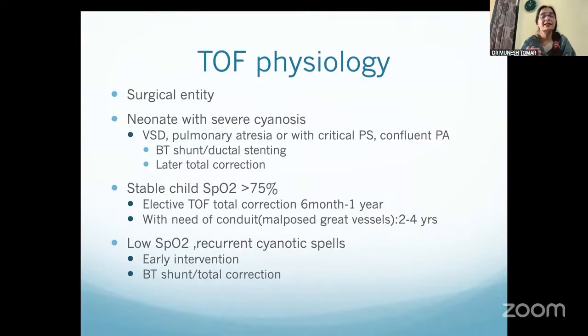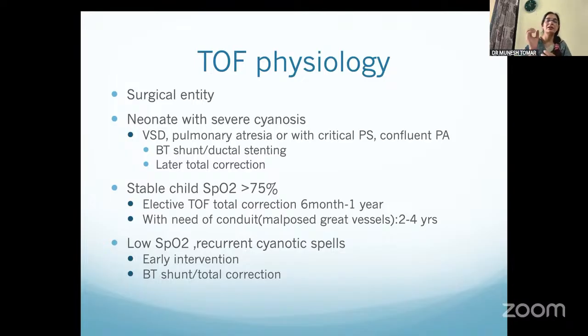It is a surgical entity. The neonate with severe cyanosis, it is usually very critical PS or pulmonary atresia, and we need to go for either BT shunt or ductal stenting. Later, they go for total correction. If the child is stable, saturation more than 75% or so, elective total correction at 6 months to 1 year is needed.